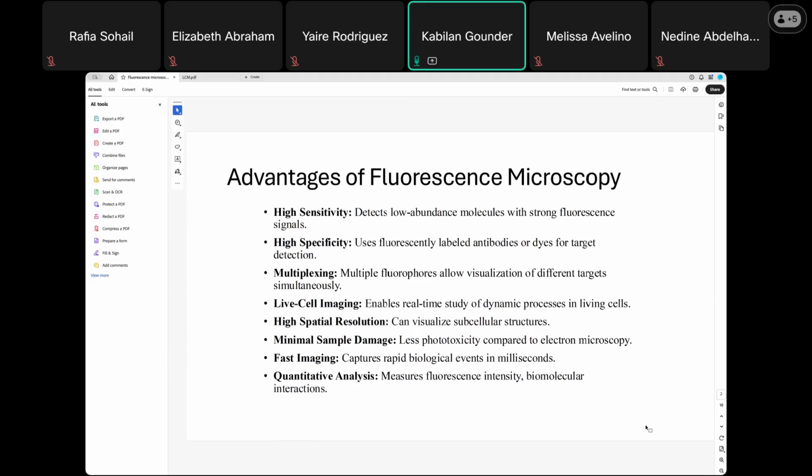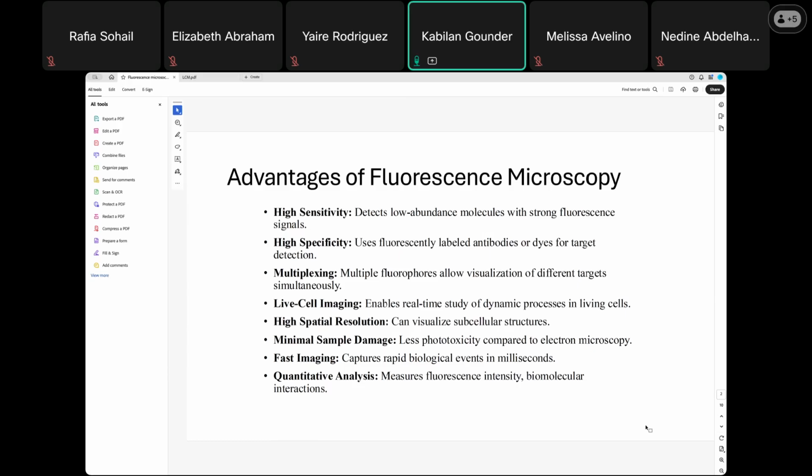High spatial resolution can visualize subcellular structures as well using this technique. Also, minimal sample damage, less phototoxicity compared to electron microscopy. We will discuss this later, but when you use fluorescence microscopy, the phototoxicity is very low. Also, you can take an image after you process. It's very easy, convenient, and a fast photograph.